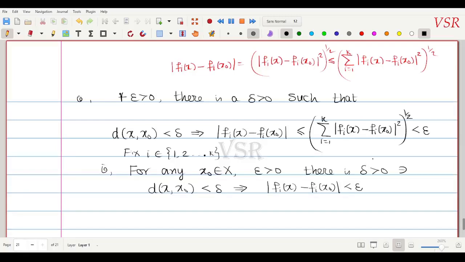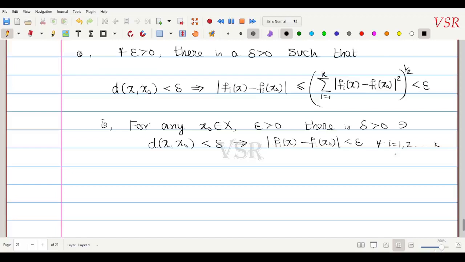So what I am saying is that this delta depends upon your x naught, your epsilon as well as your i. And fi of x is always less than or equal to this. In this case, you need not even say fix i, because this is true for every i. I can write this is for every i equal to 1, 2, to k. What does it mean that this is true for every i? It implies that each fi is continuous.